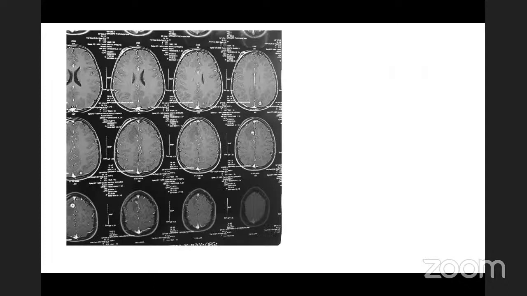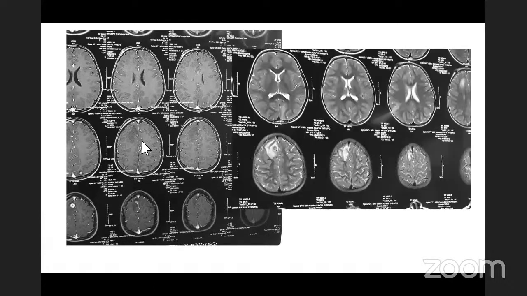Similarly, we come to the next case scenario in which this is a T1 post-contrast, and you can appreciate that there are two lesions. One lesion is here, which is again contrast enhancing. And if we see the T2 axial images, we will find that the core is hyperintense and there is perilesional edema, which is described as white, and there are two lesions.